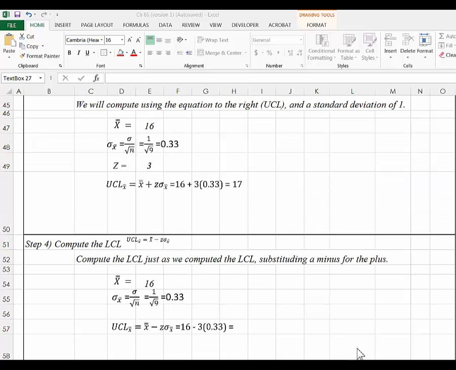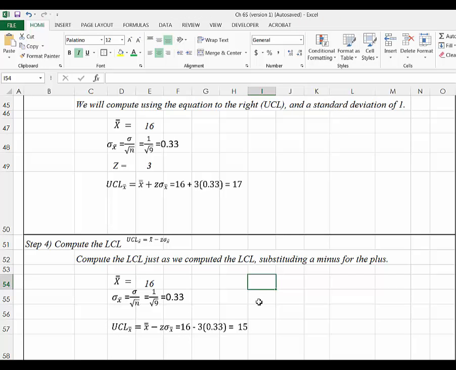So you can see here that I have copied everything down here. As you can see, what I did, I just copied the stuff down here, and now I have a minus sign. So now instead of it equaling 17, it's going to equal 15. And what we have just computed is the upper and lower control limits for this sample.